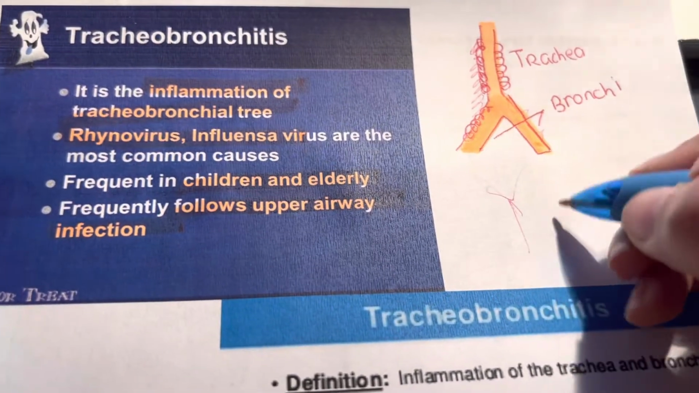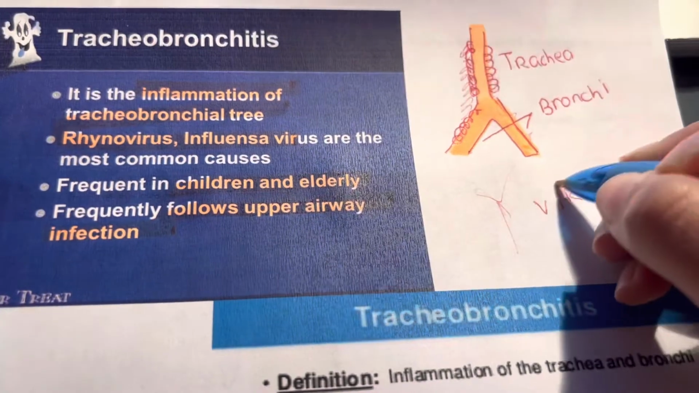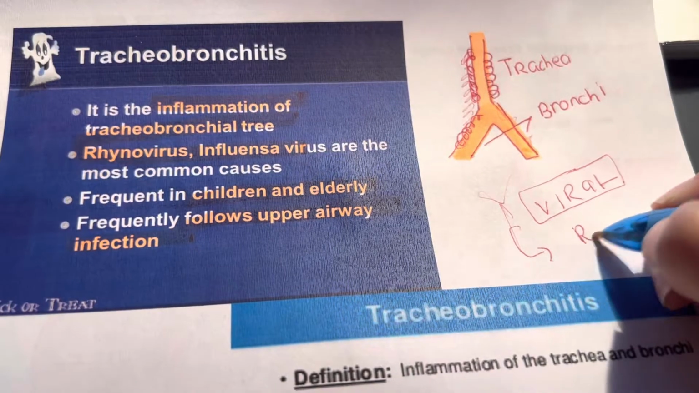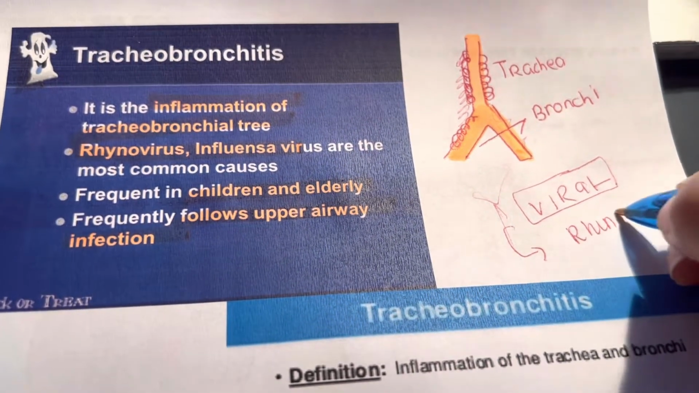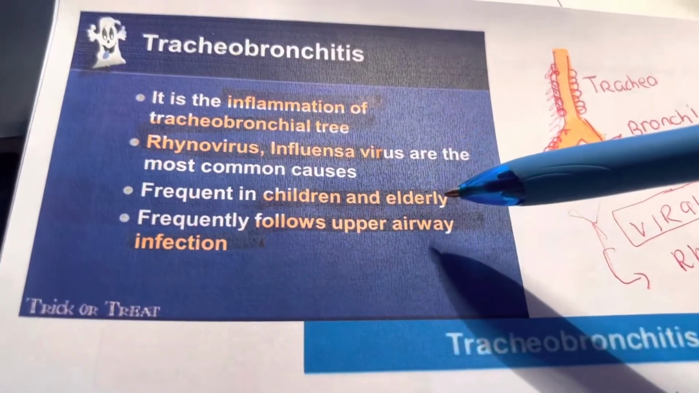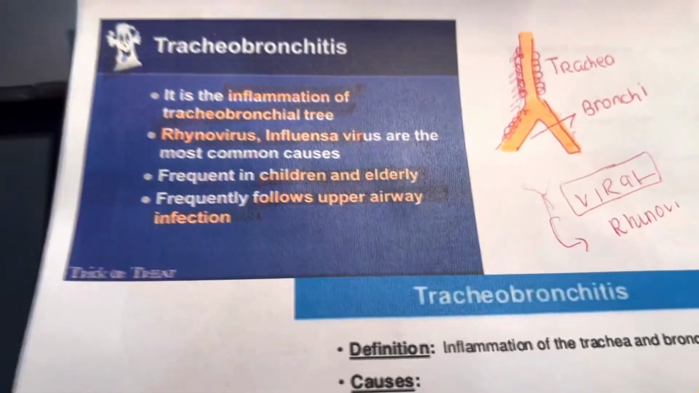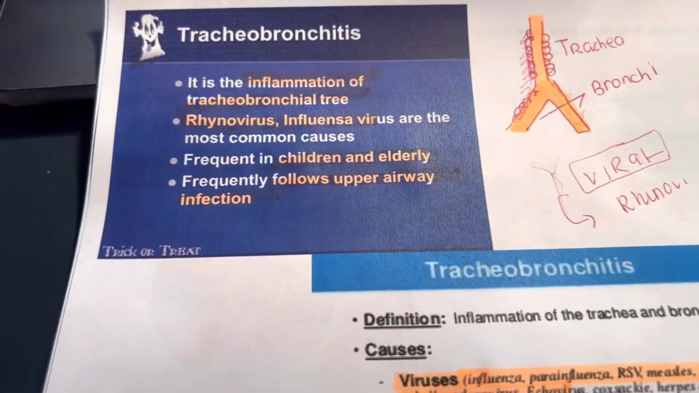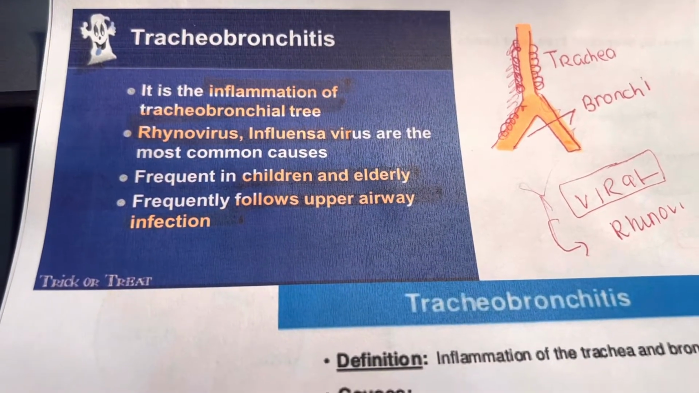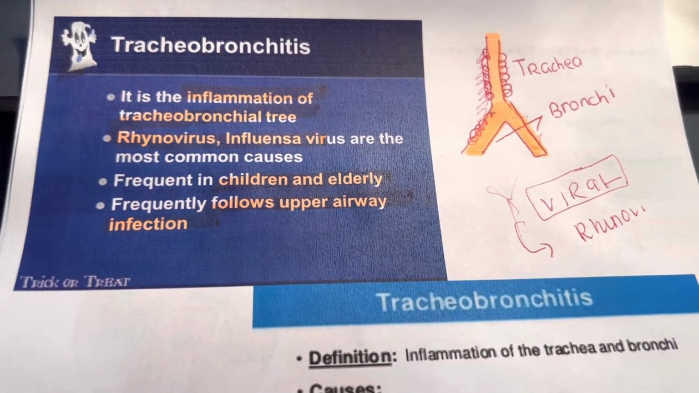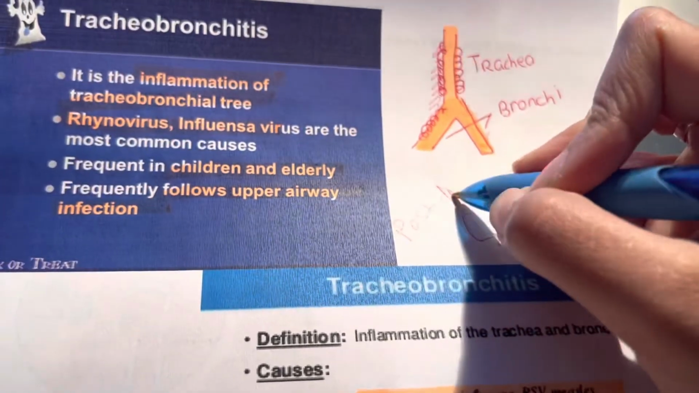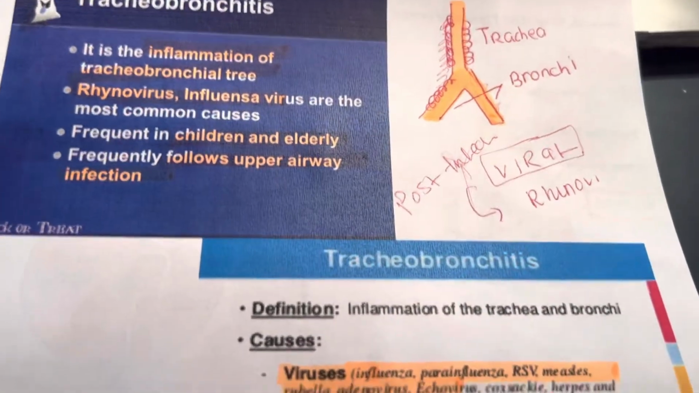Now, again, just like bronchitis, viral causes are more common, and those viral causes that commonly cause this are rhinovirus and influenza, like here. Now, this commonly does occur in both the children and the elderly, or someone who is a bit more immunosuppressed. And just like acute bronchitis in the last video, this one will also follow an upper airway infection. So this one is also post-infectious.